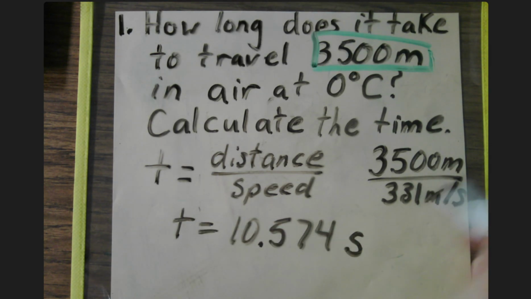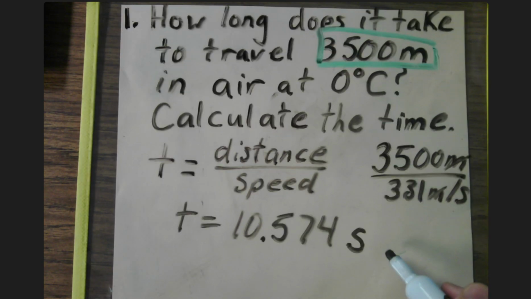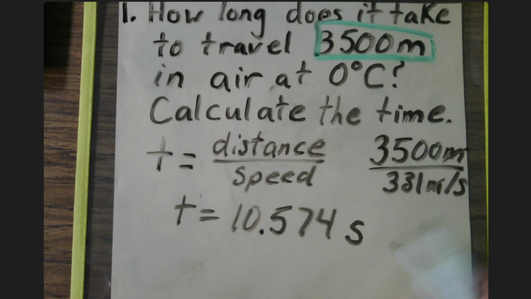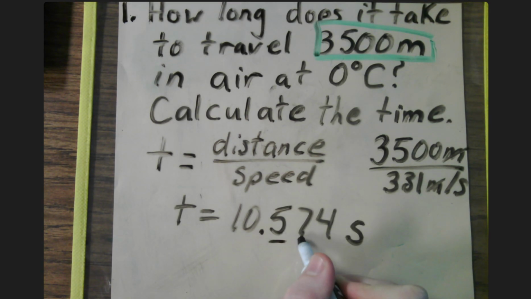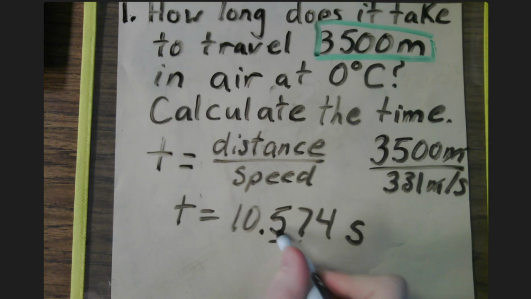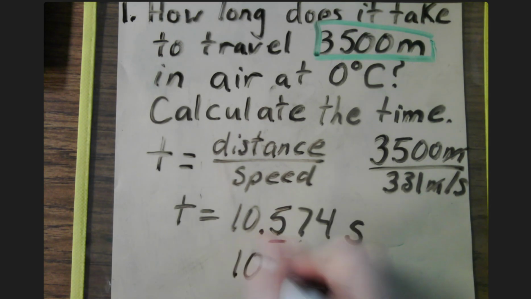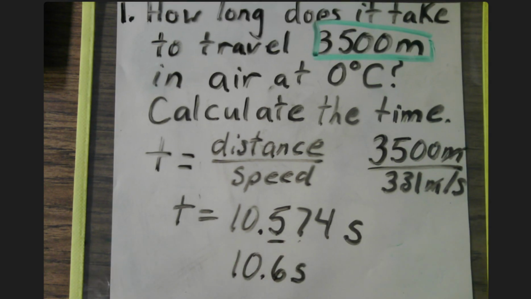So, because these two canceled out, we're going to round it to the nearest tenths. The nearest tenth is right here, so we're going to go back to this 7. If it's more than 5, we're going to round this guy up. So, our answer is 10.6 seconds. That is how fast sound travels through the air at 3,500 meters. Let's look at another one.